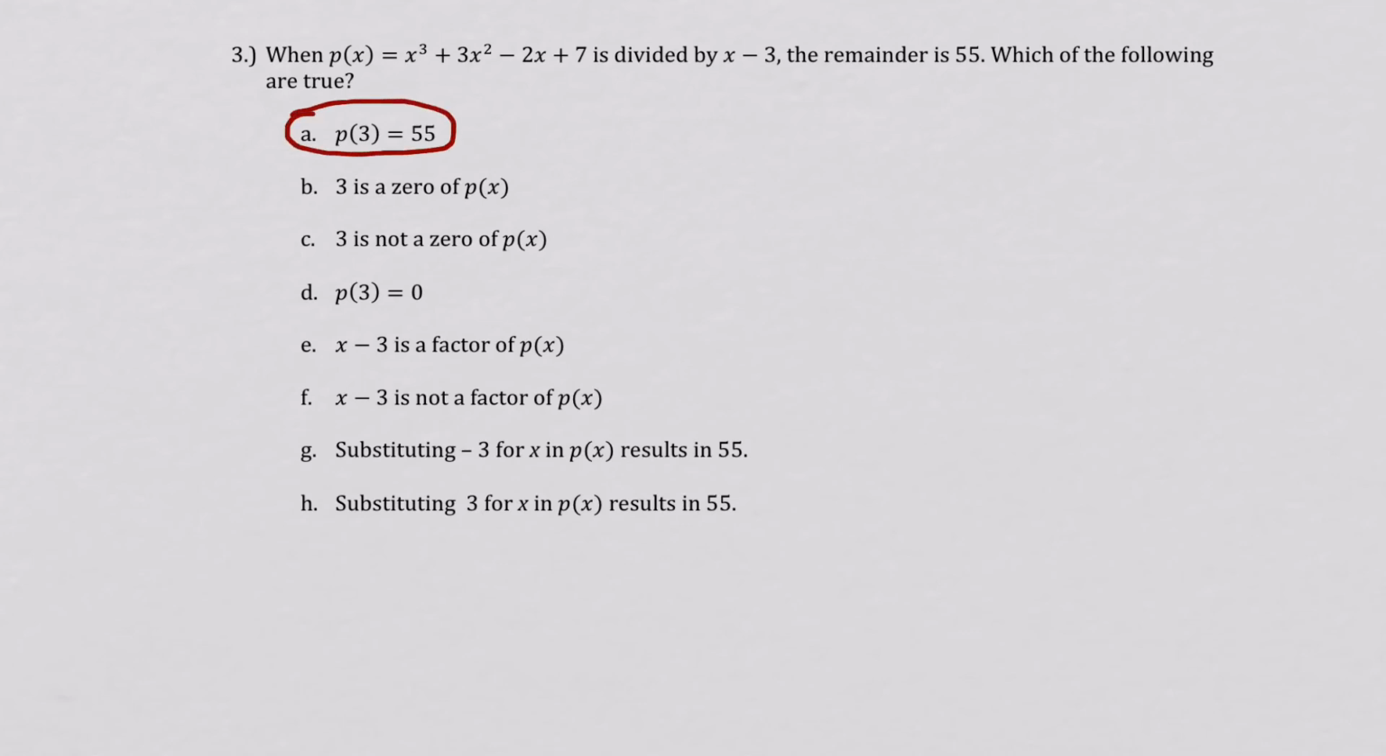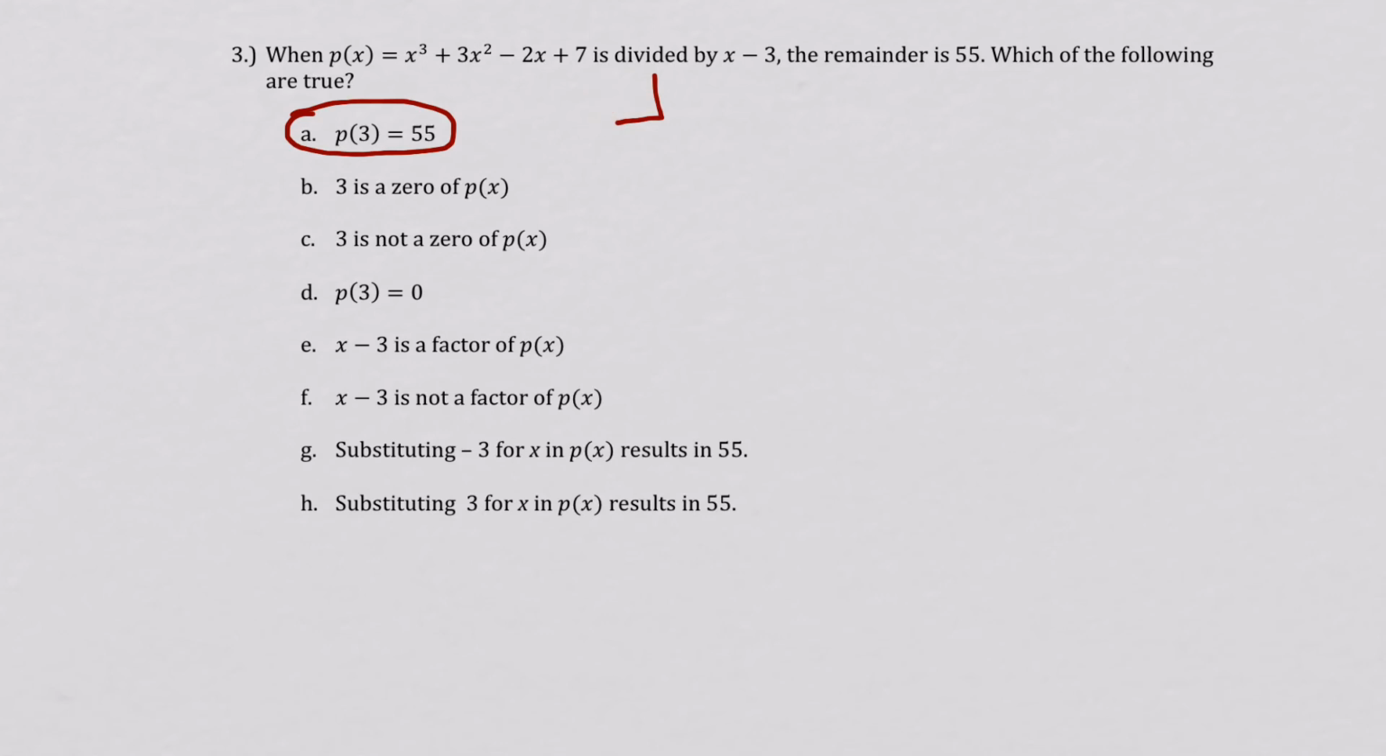I don't have to do it. You could try. Plug in 3 into every single part of the function, and you'll see that you will get 55. However, I don't need to do it because the clue is in what they gave me. When I divide by x minus 3, the remainder is 55.